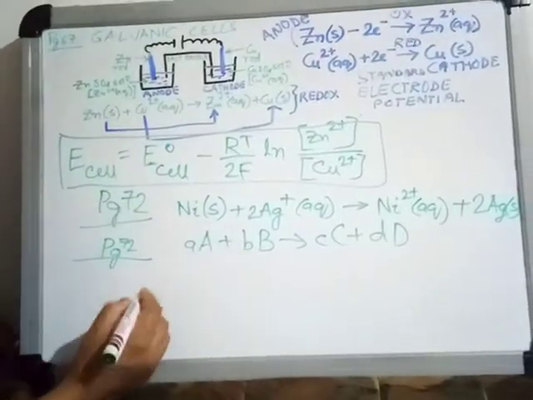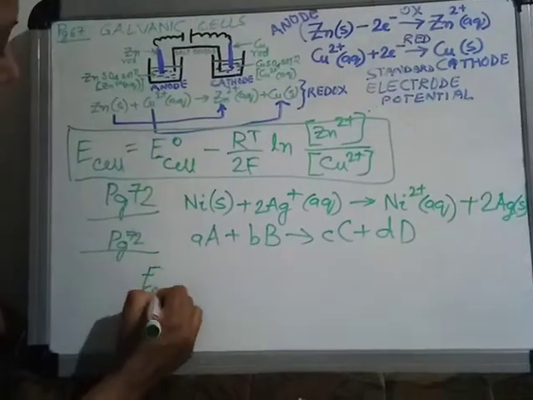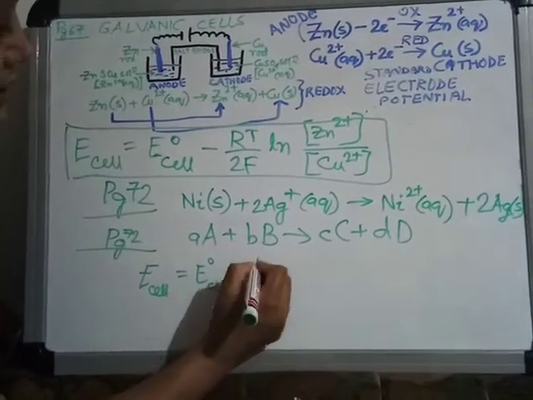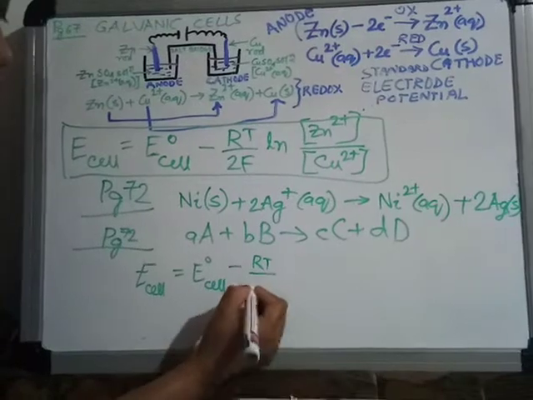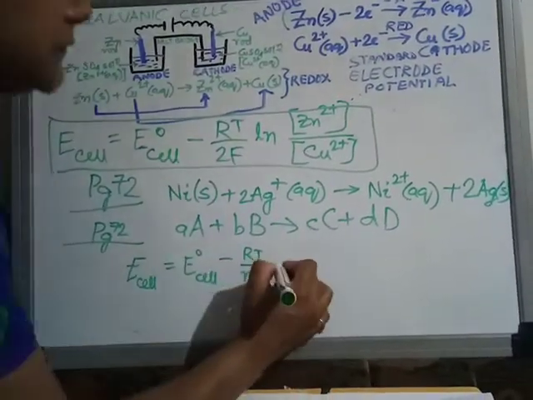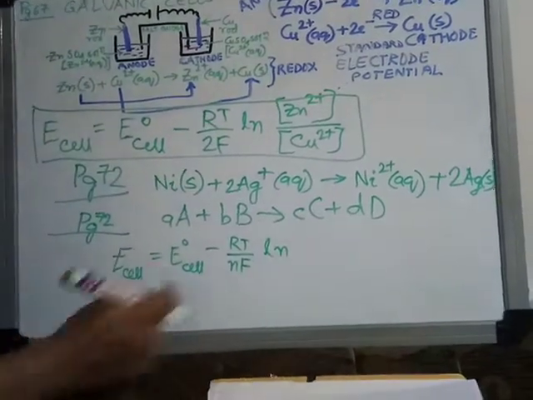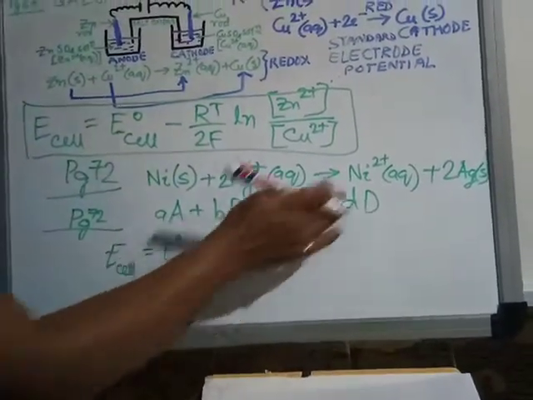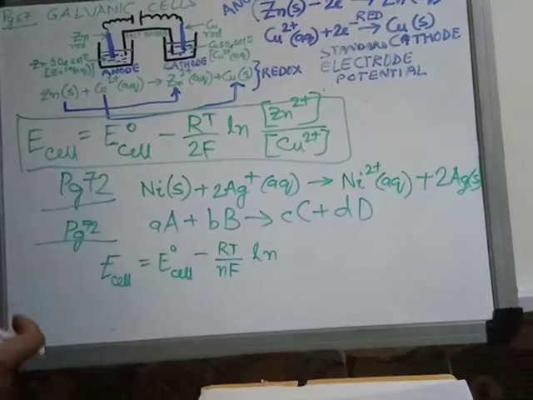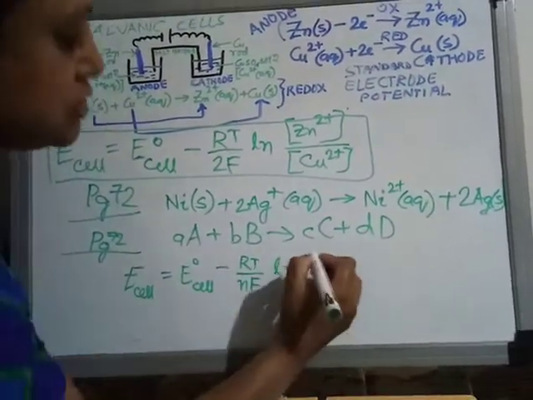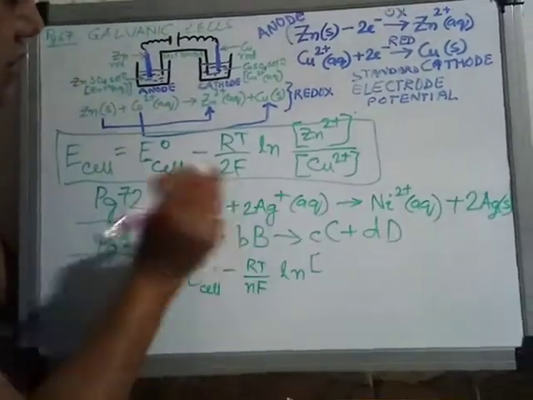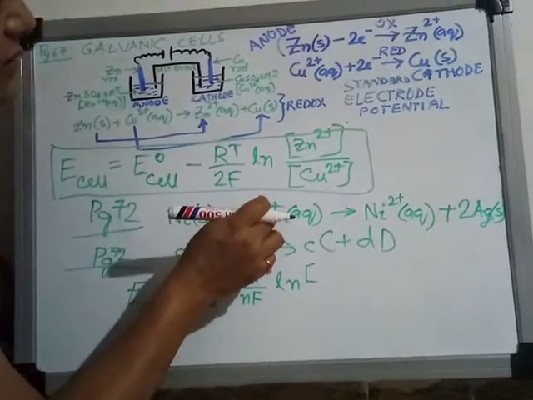So here what can we write? E cell will be equal to E0 cell minus RT. We don't know how many electrons are being transferred, so we write nF, the general one only. Ln of, now inside this ln what will we write? We will write what are the products. These two, but we will not take the solid because for a solid the concentration is always 1. So we will write concentration of Ni2+ divided by concentration of Ag+ to the power 2.